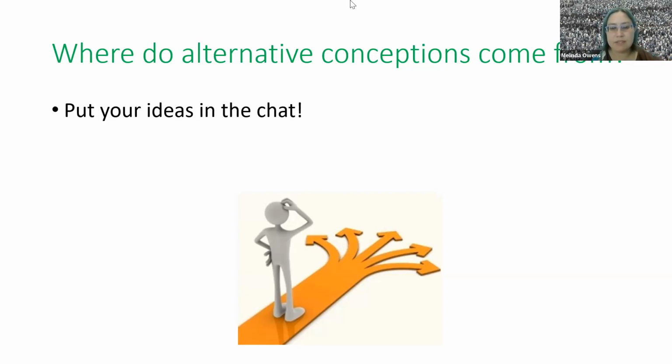And I do want to say there's many good answers to this question. There's many places where alternative conceptions come from. Yeah, awesome. Thank you. So I'm seeing some common themes here. One is that they heard it from somebody, from friends, from their families, from oral traditions, their community, or people that they respect.